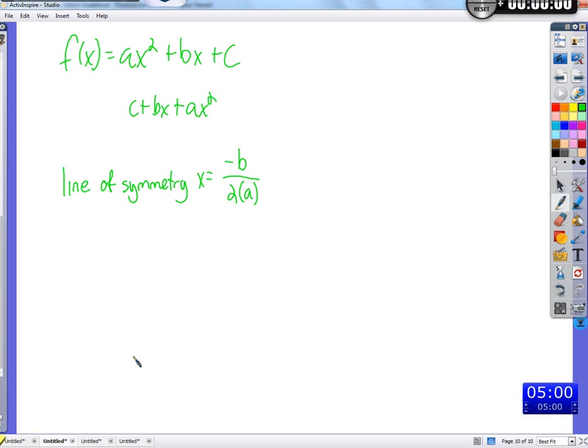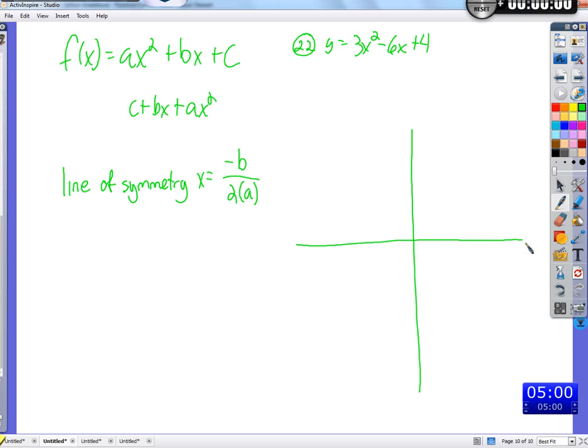Okay, number 22, y equals 3x squared minus 6x plus 4. So it's not in vertex form. It's not as easy to say it just moves to the right or moves to the left, moves up and down. We can't even say that it moves up 4. That's not even true, okay? Because it's not in vertex form.